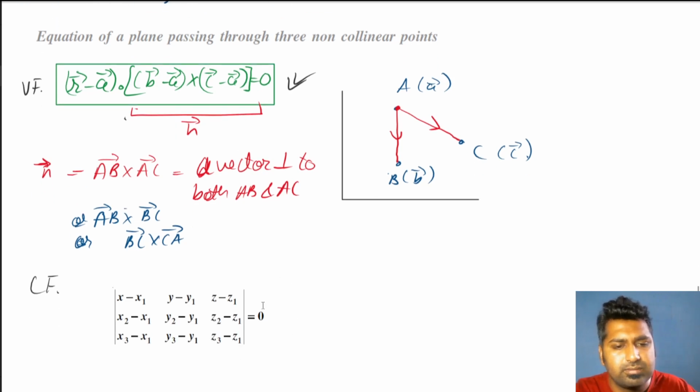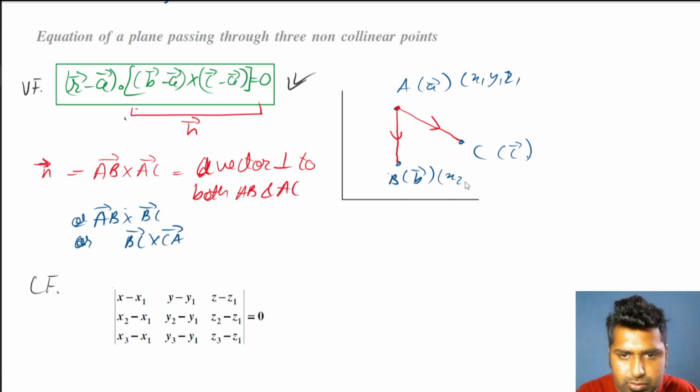This is the Cartesian form. So the coordinates, right? They are written as A is actually your x1, y1, z1. B is your x2, y2, z2. C is your x3, y3, z3.